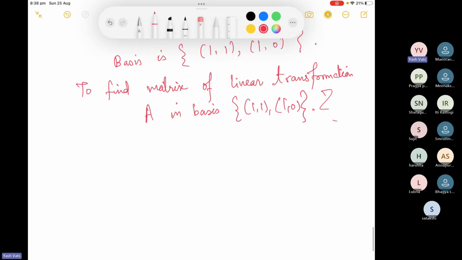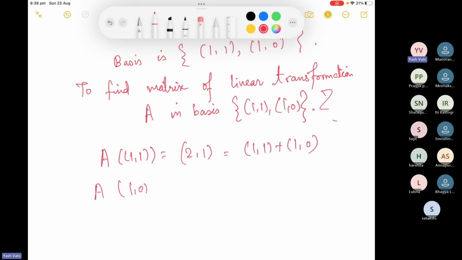So you have to write, since A11 is (2, 1), as a linear combination of (1, 1) and (1, 0). Okay. So how do you write? (1, 1) plus (1, 0). Okay, you can write like this.